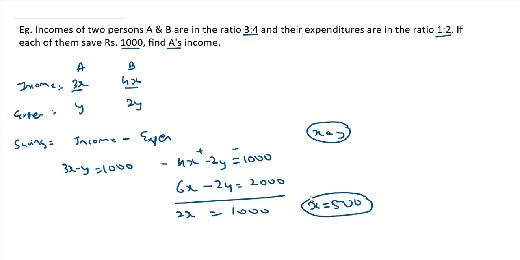Once we have the value of x, we can even find the value of y, but we don't need to find the value of y for this question. By using the value of y, we can find what will be the expenditure. But in this case, we just have to find A's income. So A's income is 3 times x. So it will be 3 into 500, which will be 1500. So this is how you can solve this problem.